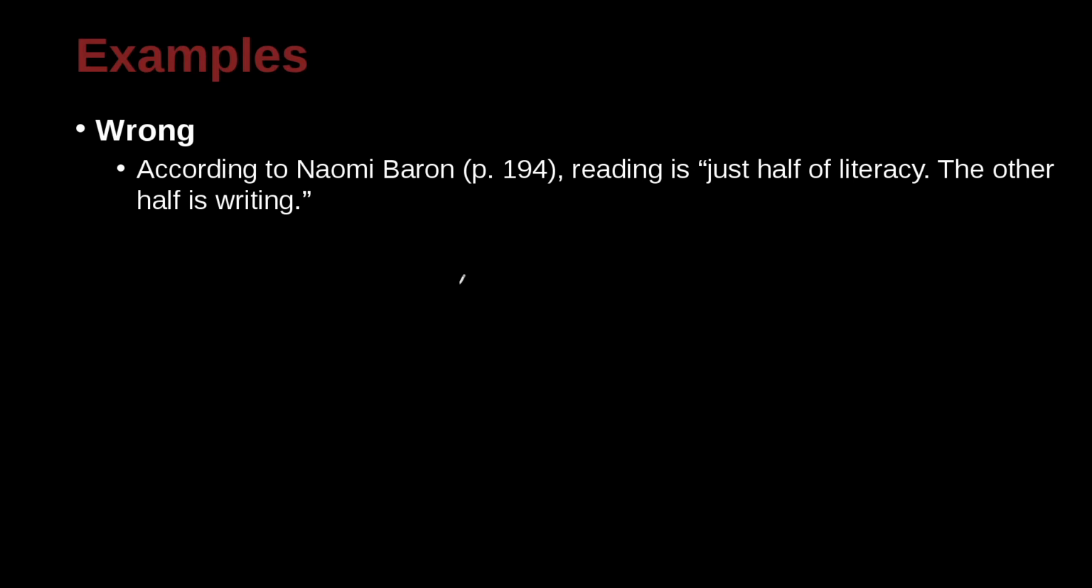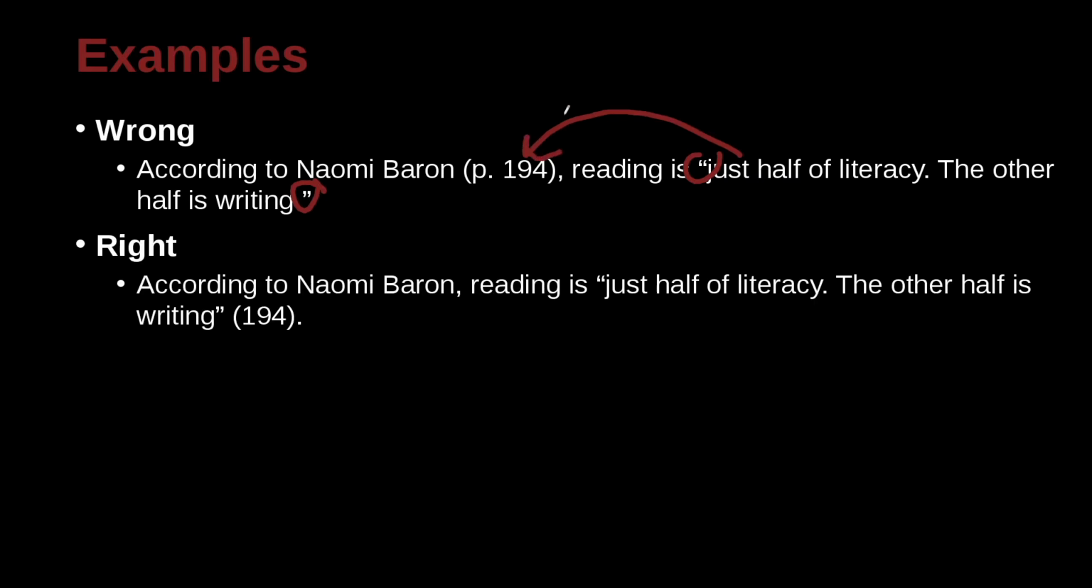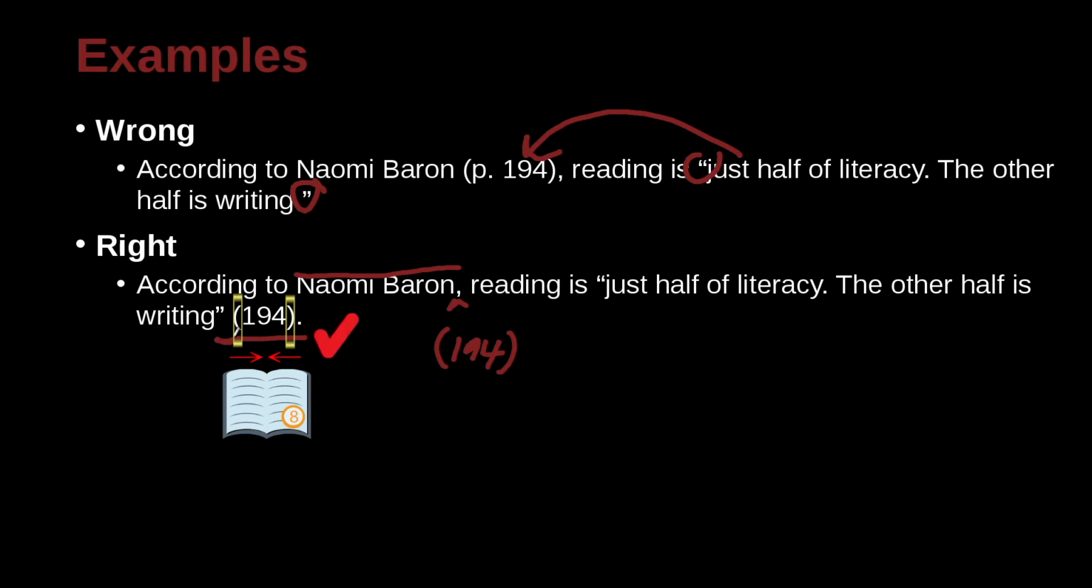According to Naomi Barron, page 194, reading is just half of literacy, the other half is writing. We do have a quotation here, so it's very important for a quotation to tell what page it is from. But in MLA, the way we do this is we simply write the page inside the parentheses. We're using the author's name inside the sentence, so we could put it right in here, couldn't we? 194. However, because the quotation is later, it's best to put it right after the quotation so we can see exactly what it is we're talking about.